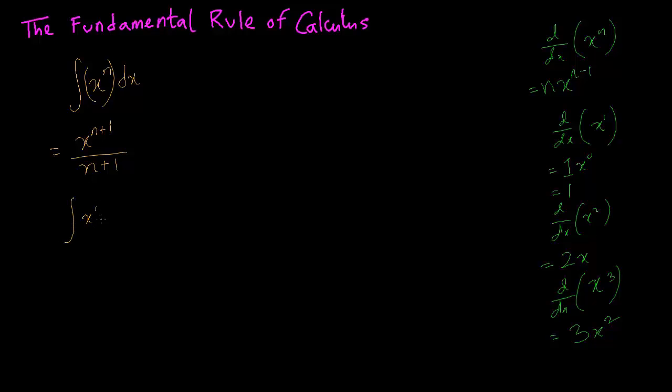Integration of x to the power 1 is x squared by 2. Integration of x squared dx is x cubed by 3: increase the exponent by 1, and divide by that. Then integration of x to the power 3 dx becomes x to the power 4 by 4, and on. So this is how it works.